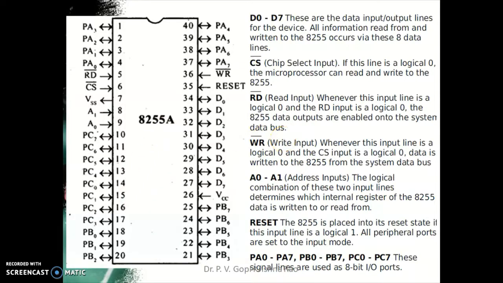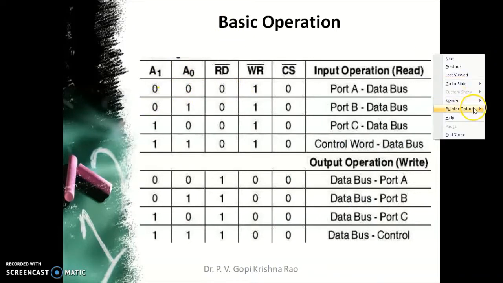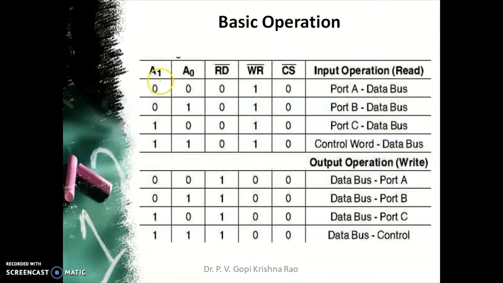This describes the pin functionalities of the 8255. So when we look at the basic operations based on the pins, when the address lines A0 and A1 are 00, the read signal is 0 and chip select is enabled, you are actually performing a read operation from port A on the data bus.